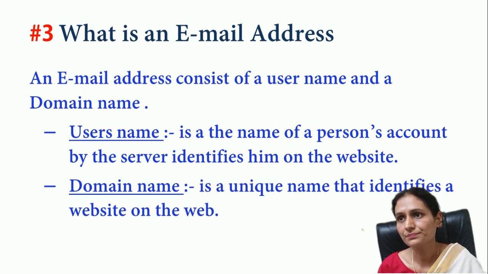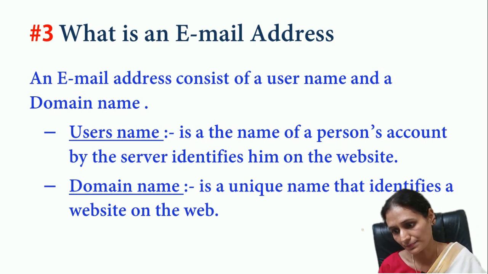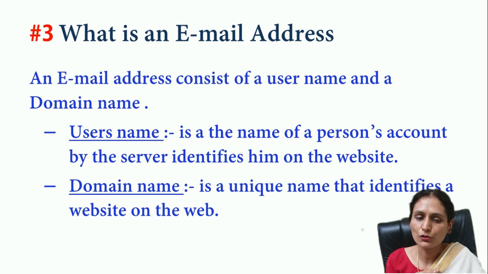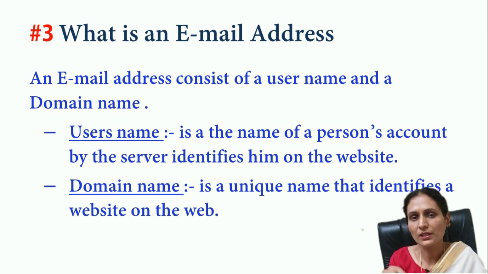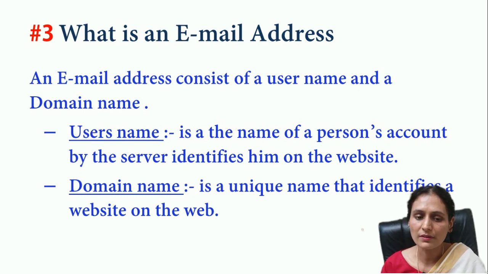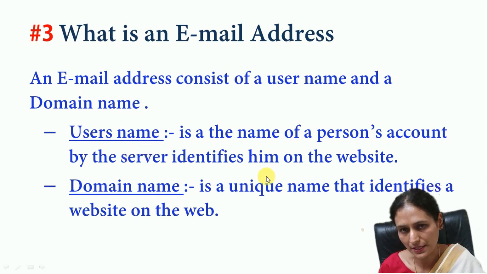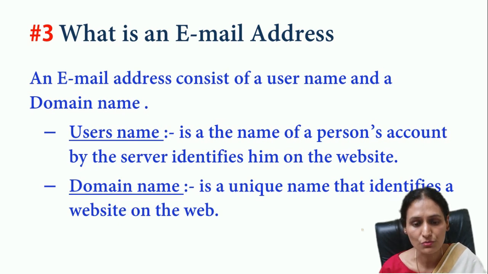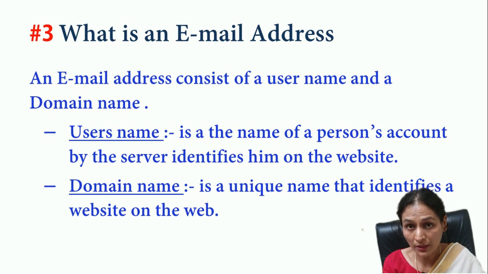For example, there are many house numbers in your colony or in your street. So in which house that particular post has to be delivered, it depends upon the house number also, that is unique. In the same way, this username is unique on that website. Domain, it is a unique name that identifies a website. This domain is for the website and the username is for the person, right? So there are many websites. Which website is being used, which domain is being used for creating an email account? If you are not clear now, you will be clear now.